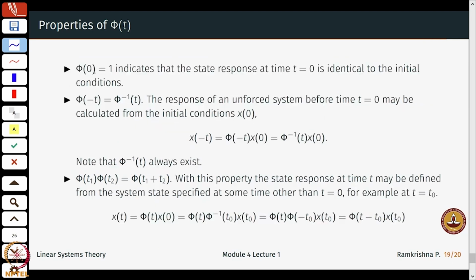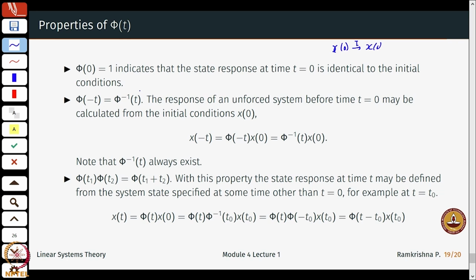So, phi of 0 equal to 1, what does it mean? That the state response at time t equal to 0 is equal to the initial condition. If I start at t equal to 0 and I measure at t equal to 0, I will always be at that same point. So the transition from x at t equal to 0 to x at t equal to 0 is just the identity. Now, phi of minus t is simply phi inverse of t.